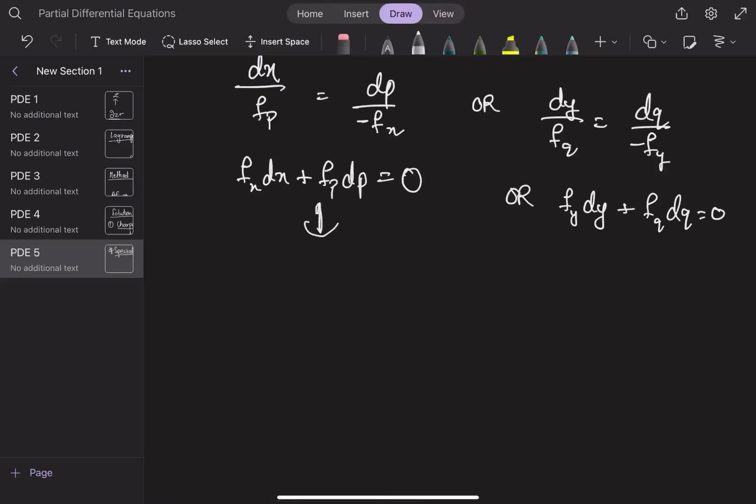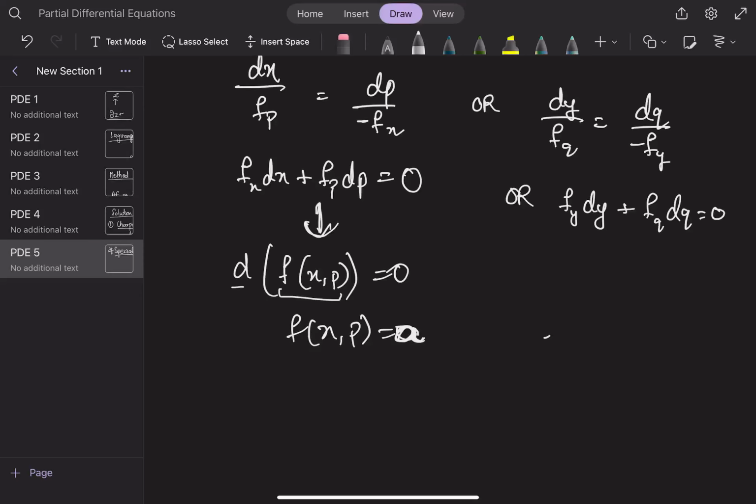So what is this basically? This is your differentiation of some function that is made of x and p. If differentiation of this function gives you 0, that means this function is some constant. We can write this constant as a. Similarly, this function of y and q will be some constant.